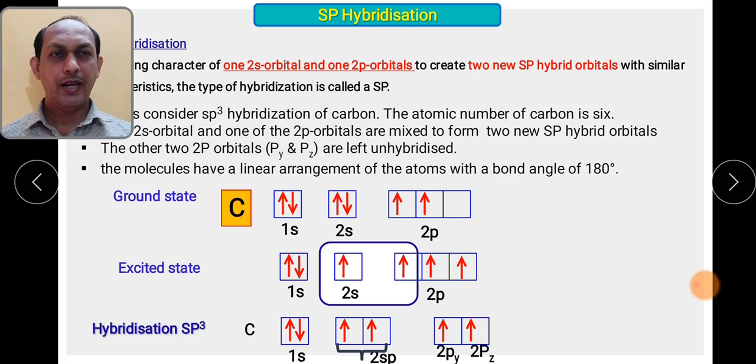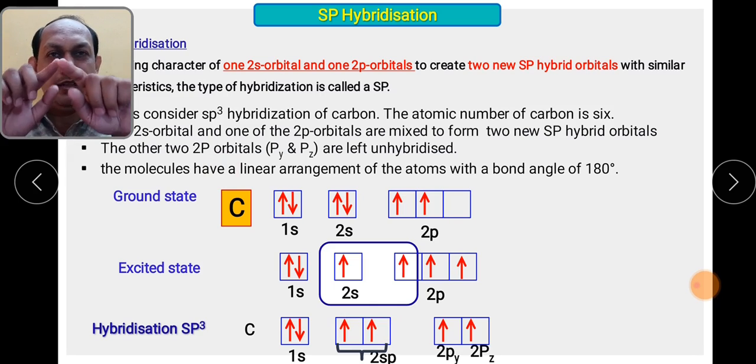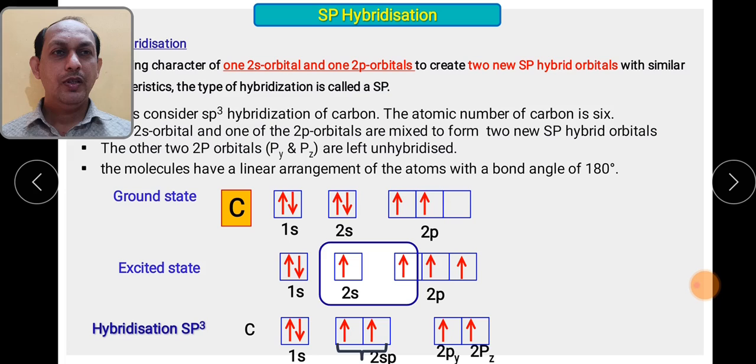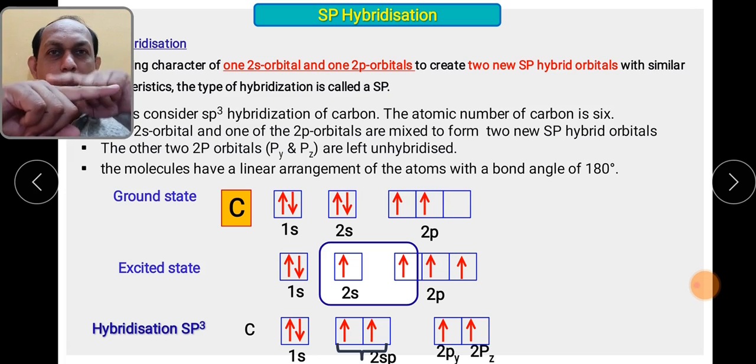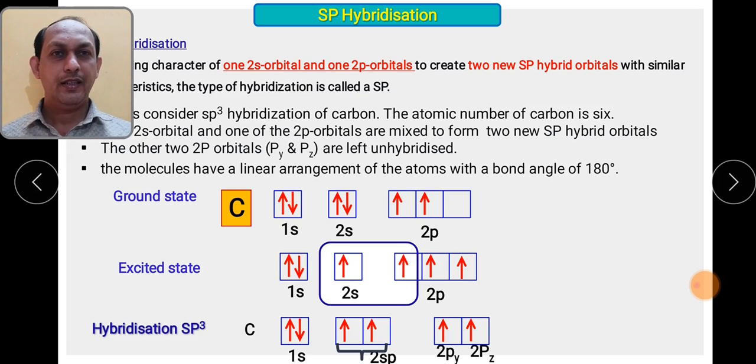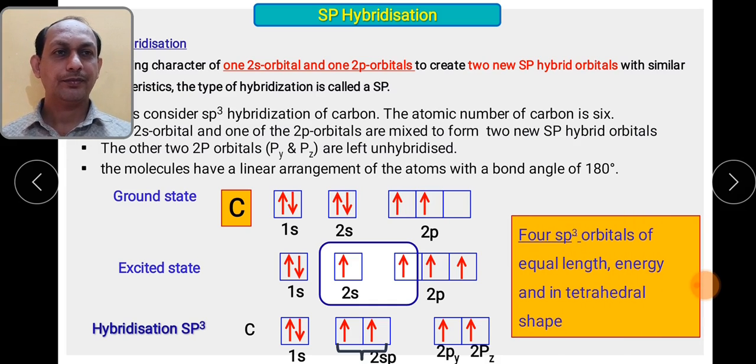We know that sp hybridization has a linear arrangement. Linear means straight, so it has a bond angle of around 180 degrees. It is just like a finger, with a bond angle of 180 degrees. Remember, this is an sp hybrid orbital. We will see what its geometry is.